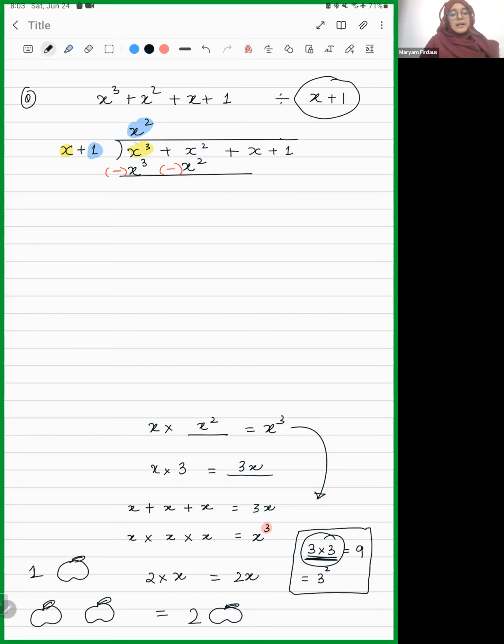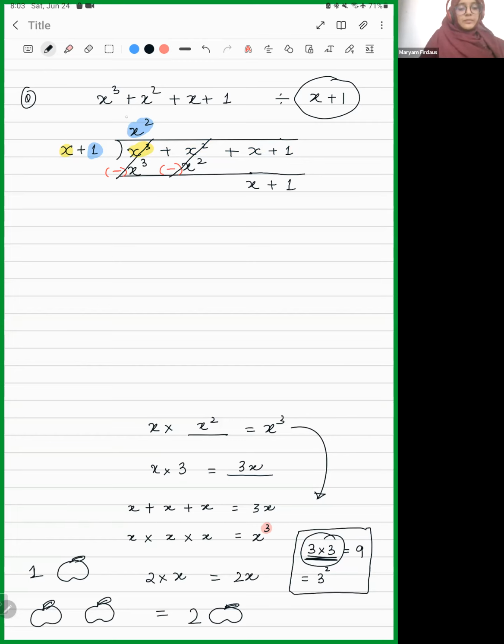Now we just subtract them. X cube minus x cube, these two get cancelled. Zero. Now x square minus x square also gets cancelled. Any number minus itself is zero. So that is zero and zero. Now we just copy down whatever is left in the dividend. This entire thing is called the dividend. So what is left is x plus 1.